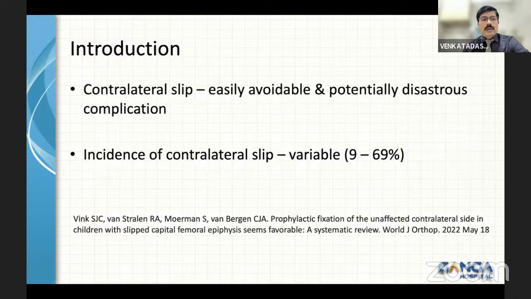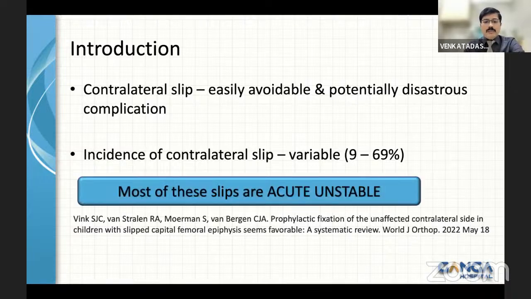So we all know that contralateral slip is one of the avoidable complications in a patient with slip capital femoral epiphysis, and the incidence of contralateral slip is variable, reported in literature between 10 and 70%. But in general, we say that it is about 20% when we counsel the patients. When you see a patient with SCFE, we always say that there is a 20% chance of a contralateral slip, and we offer prophylactic fixation.